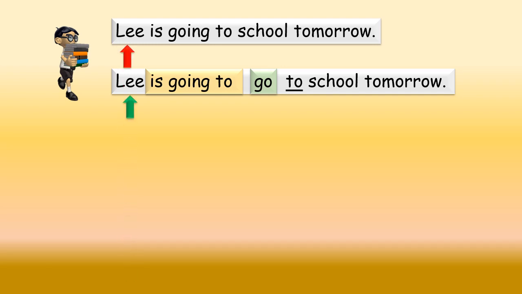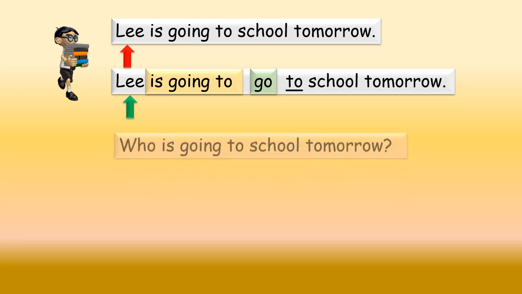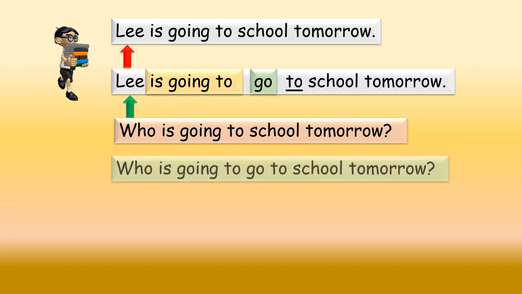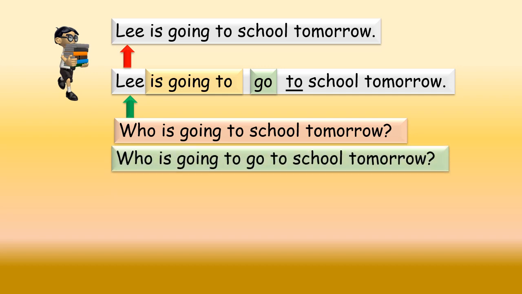The red arrow points to the answer. What's the question? Who is going to school tomorrow? The green arrow points to the answer. What's the question? Who is going to go to school tomorrow?